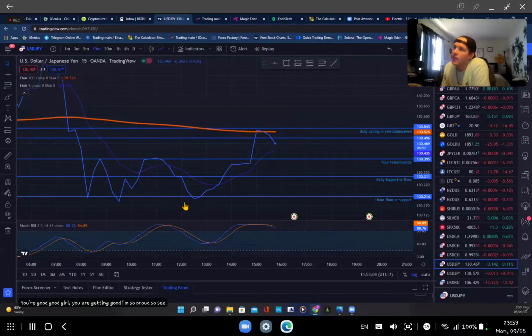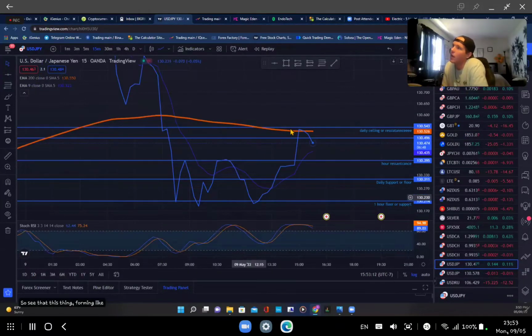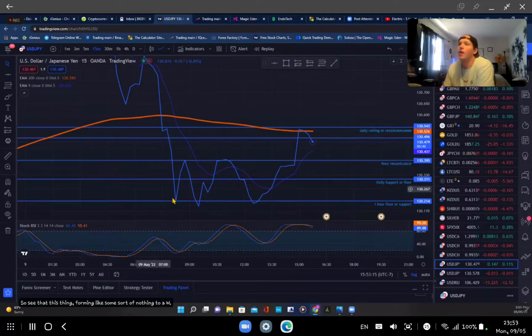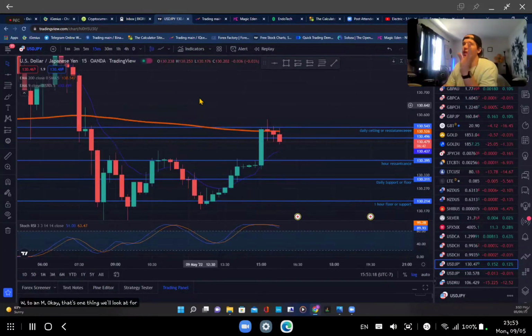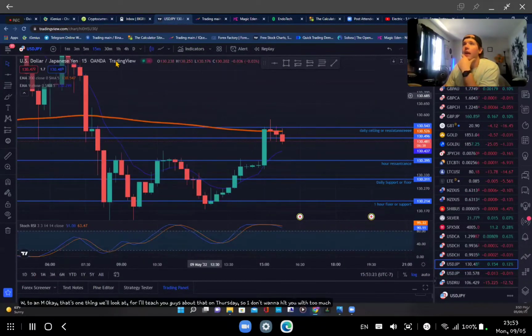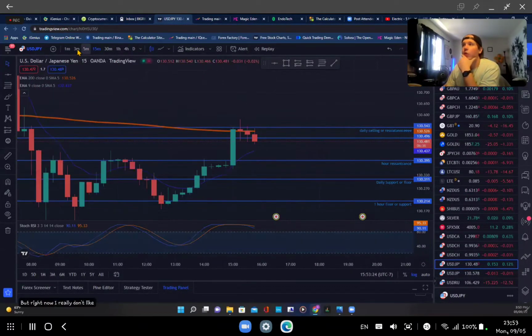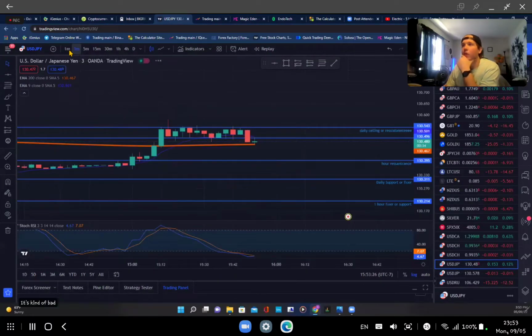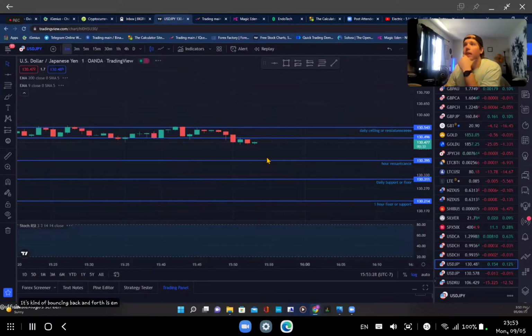So see how this thing is forming, going from nothing to a W to an M. That's one thing we'll look for. I'll teach you guys about that on Thursday because I don't want to hit you with too much. But right now, I really don't like the way it's set up. It's kind of bouncing back and forth. This EMA is yanking it.